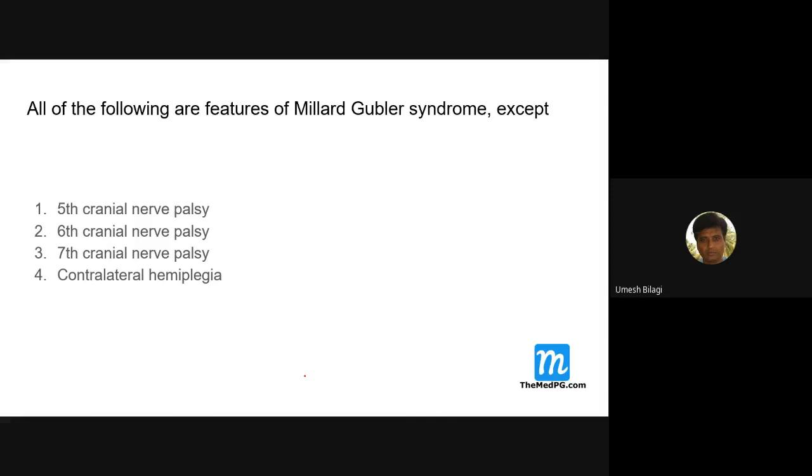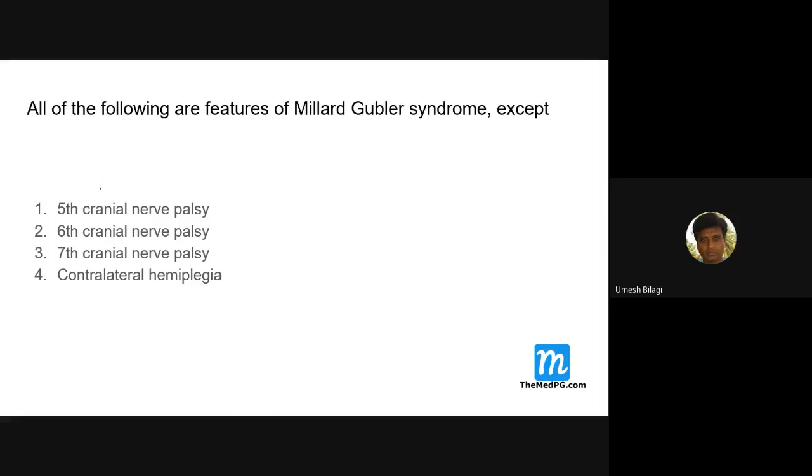Okay, all of the following are features of Millard-Gubler syndrome except: fifth cranial palsy, sixth cranial palsy, seventh cranial palsy, and contralateral hemiplegia. What is Millard-Gubler syndrome? The answer is this one. Fifth is not involved here.